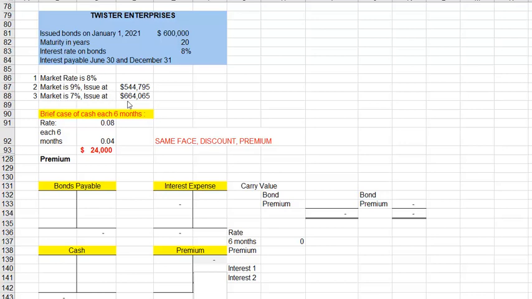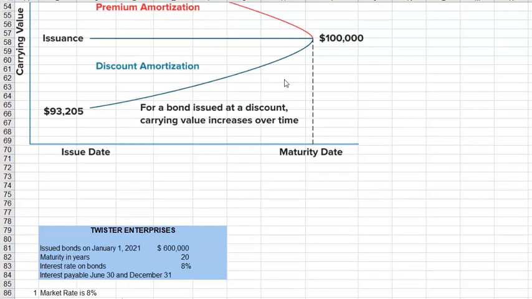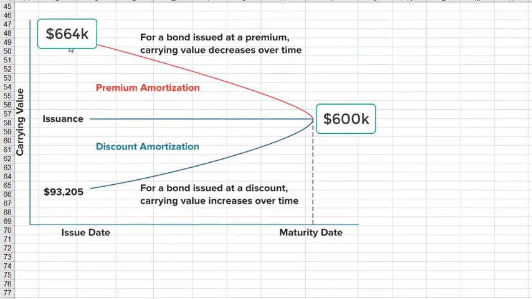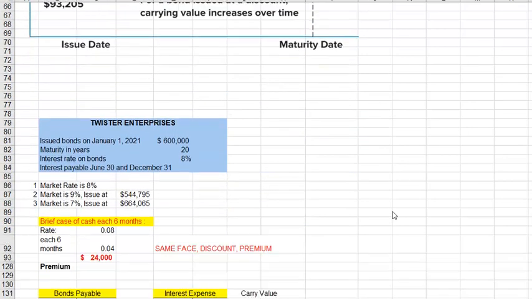Investors are willing to pay $664,000 for our bond instead of the face value of $600,000. Let's look at our chart here. We are in the premium section. Our goal is to, over the life of the bond, amortize this premium so that our $664,000 will be $600,000 at the end of the life of the bond.